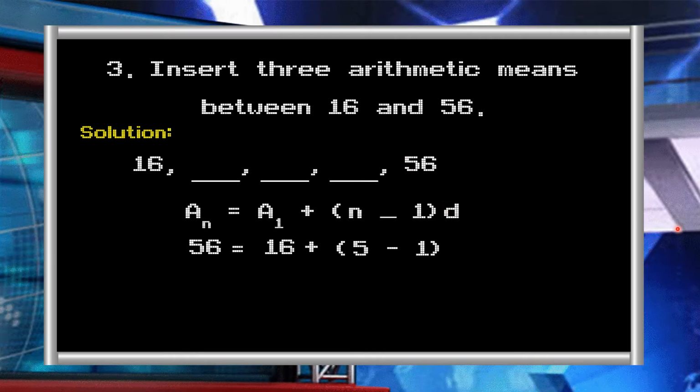5 minus 1. And then, the missing common difference. Now, we have 56 is equal to this one. But remember that the 16 is on the right side of the equation. So, we move it to the left side, or we transpose it. And it will become negative 16. And then on the right side of the equation, we have 5 minus 1, which is 4, times the common difference. And 56 minus 16 is 40, which is equal to 4D.